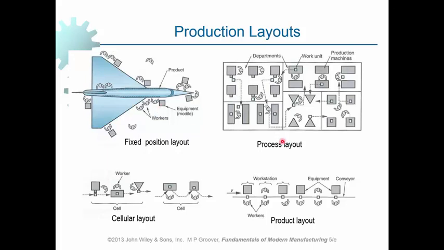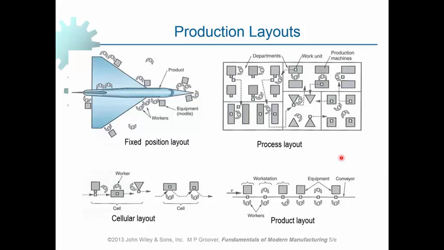In the process layout, all the machine tools that are used in the manufacturing plant are positioned or placed according to the type of the machine. For example, we have got all the lathes sitting here in this department, all the milling machines in another department, grinding machines, drilling machines, assembly machines, whatever we have got. Depending on the type of the machines, they are sitting in a different department.